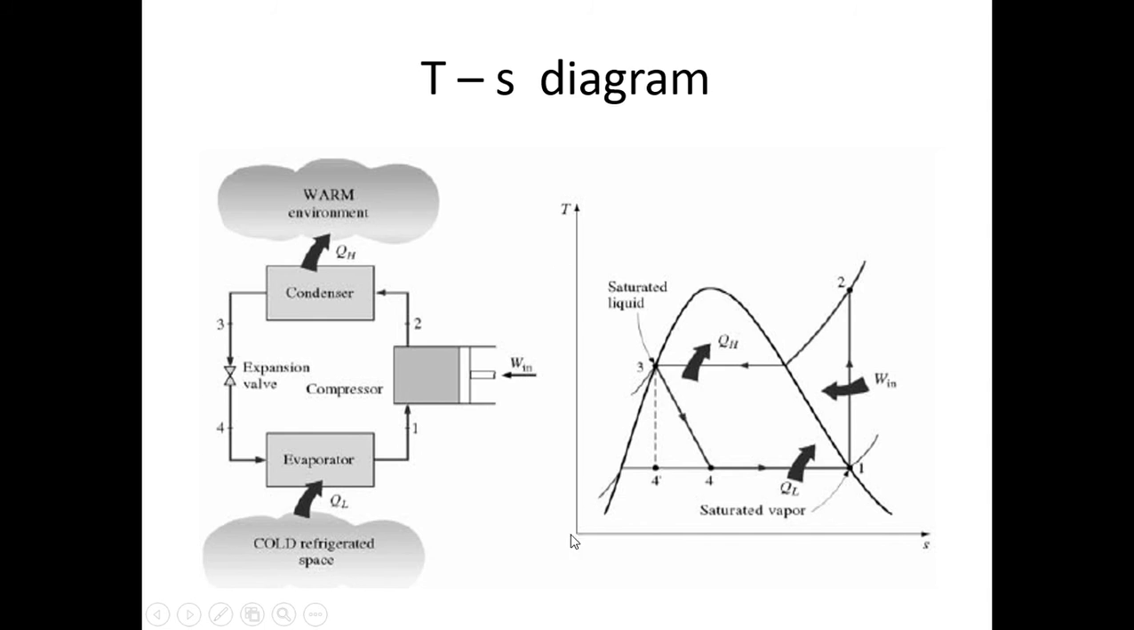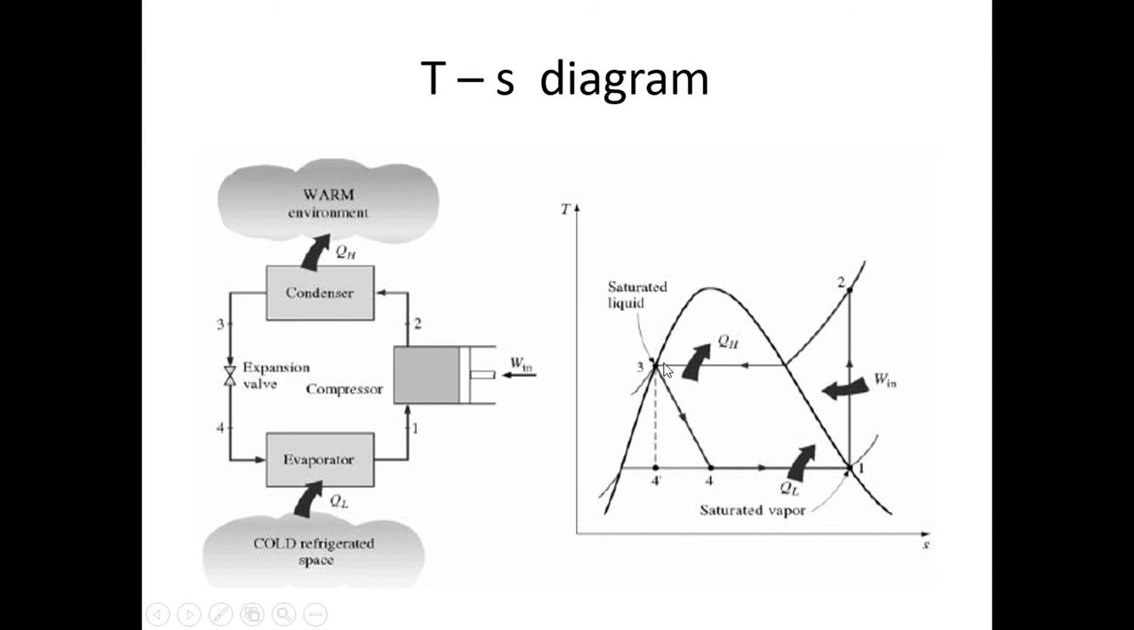Now this is the TS diagram for a particular refrigerant. This is the shape of the TS diagram and this point is called the critical point. On the left side of this curve, you have a saturated liquid, and on the right side of the critical point you have the vapor phase. This side is called the superheated region, this is the wet vapor region, and this is called the liquid phase.